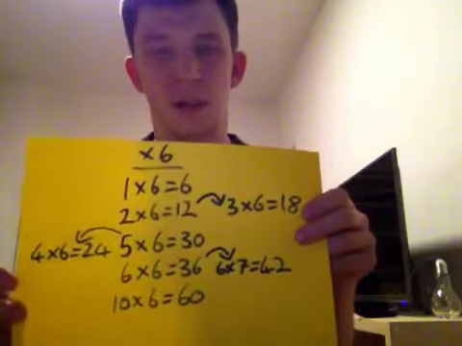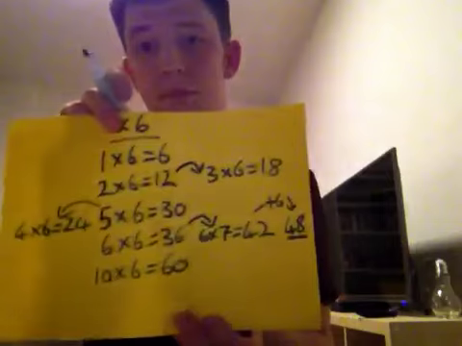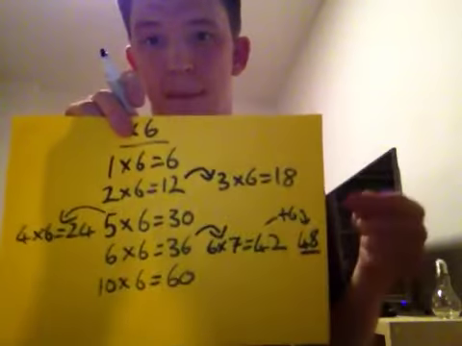Now this is the bit where it gets a little bit tricky. I then have to add 6 to 42 to get what 8 times 6 is, which is 48. Over here. And to find 9 times 6, you guessed it, I need to take away 6 from 60, which gives us 54.